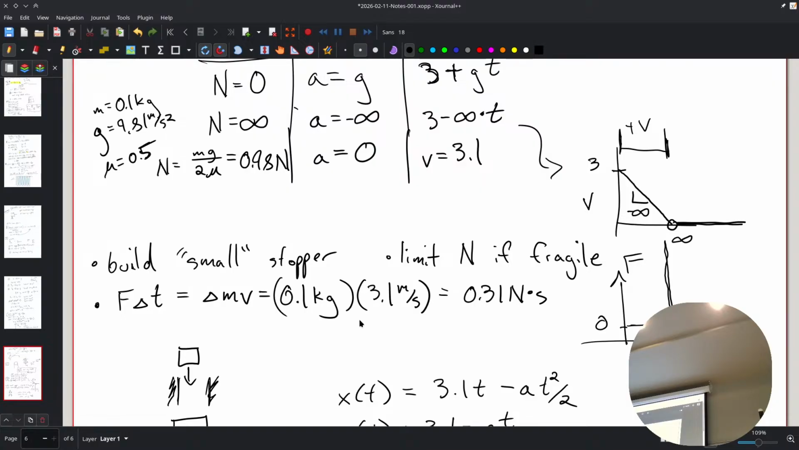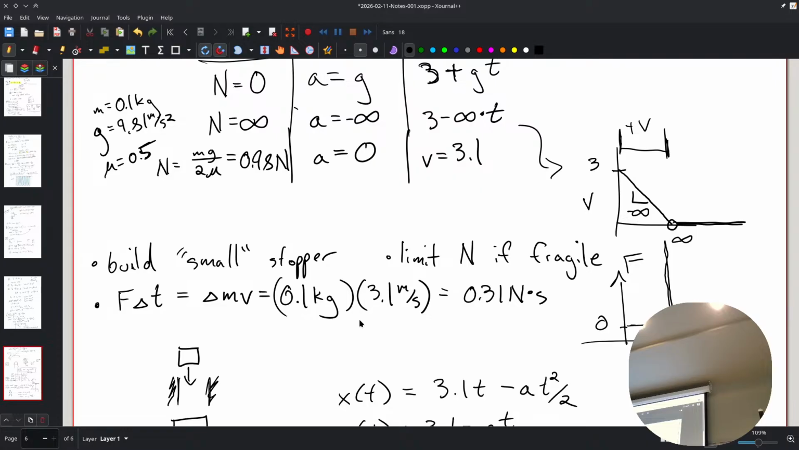So in this one, it's open-ended. Normal force can be whatever you want it to be. It's not going to change the physics that are happening. The only thing that changes is how long and how far the thing goes. And that's kind of what we're trying there.